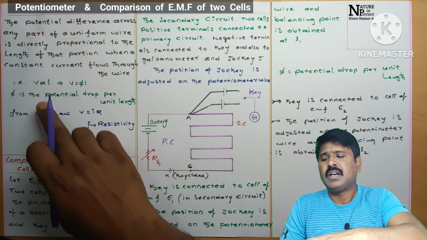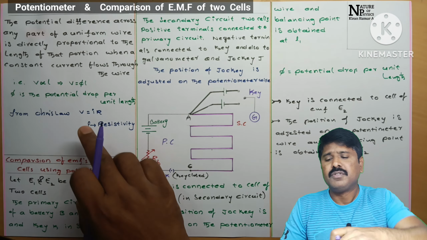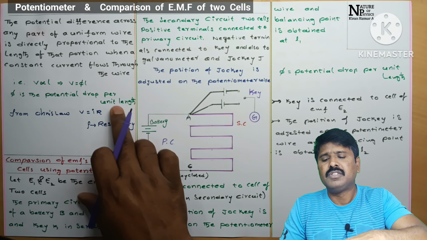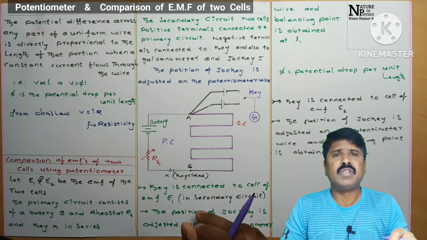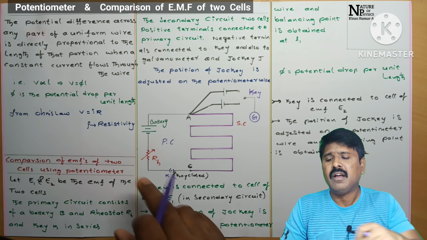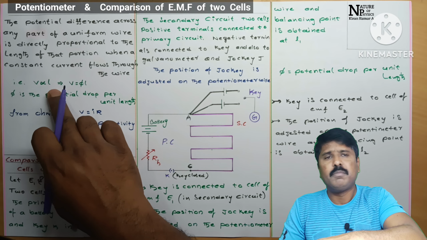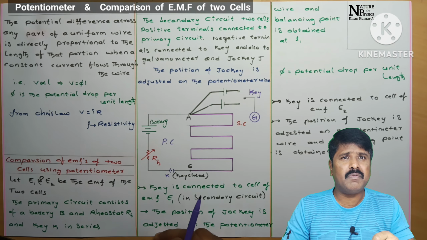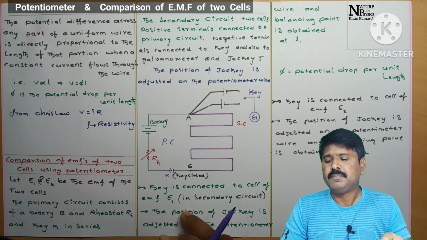Okay students, so the potential difference V is directly proportional to L, so V is equal to phi L, where phi represents the potential drop per unit length. Using Ohm's law, V is equal to IR, so the proportionality constant is phi. V is directly proportional to L because the potential difference across any part of the uniform wire is directly proportional to the length of the wire.